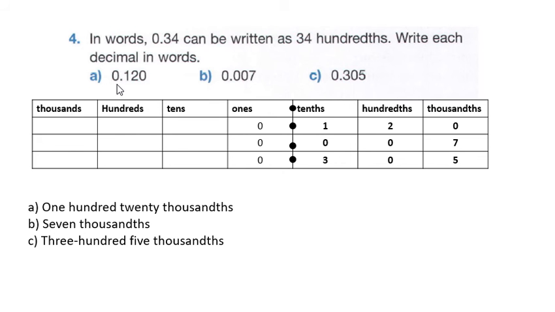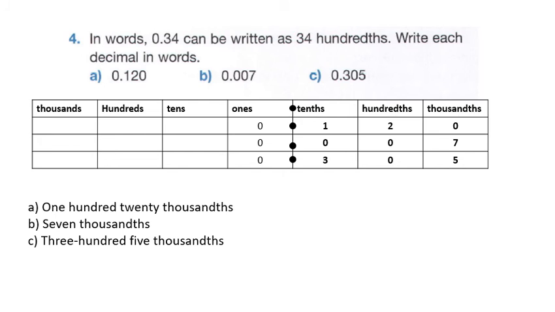So here we can look at 0.120. This is like saying 0 ones, 1/10, 2 hundredths, 0 thousandths. So I've written it on my place value chart right here, 0.120, and this can be called 120 thousandths. So here would be my 120, but 120 of what? It would be thousandths, 120 of those.